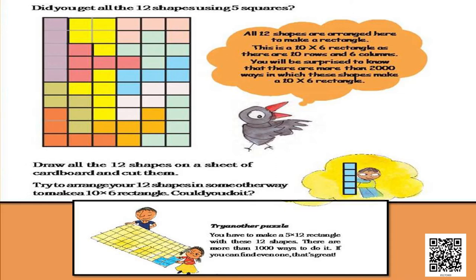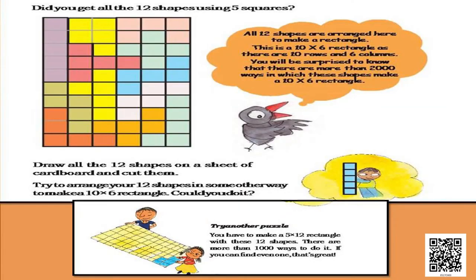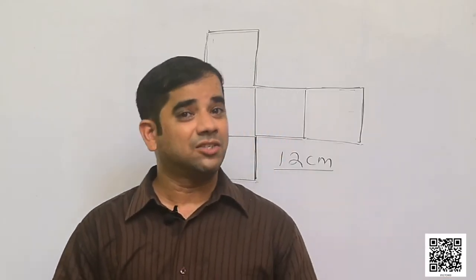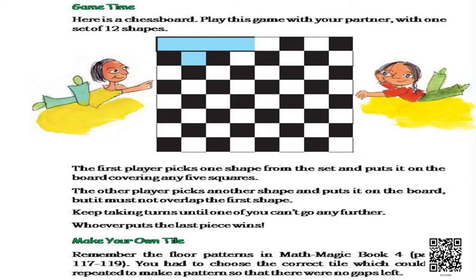Students, you can find all the 12 shapes that you can construct using these 5, as you can see on the screen. Now you have to try and solve another puzzle that is given in your book. So students, here is a chessboard as displayed on the screen. Now play this game with your partner with one set of 12 shapes.